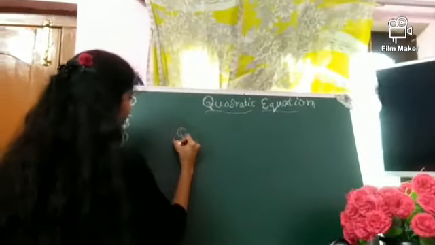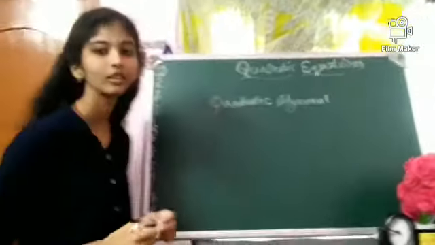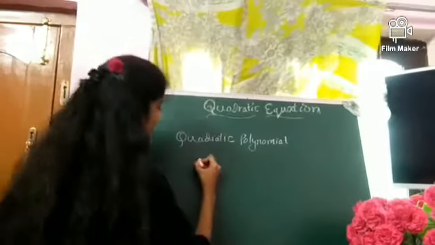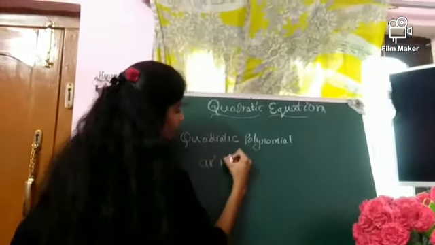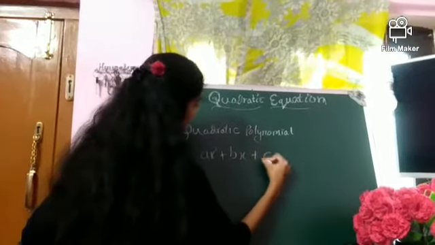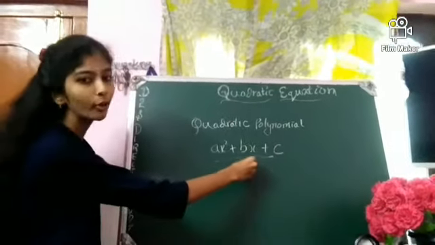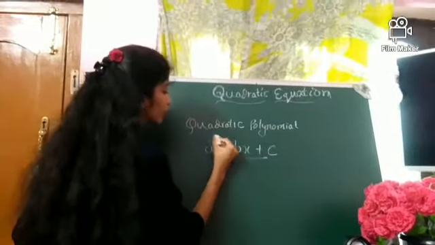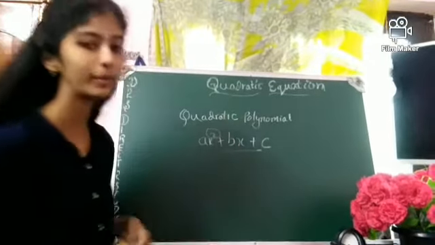So, today's topic is quadratic equation. Before moving to this chapter, we should see what a quadratic polynomial is. A polynomial with degree 2 is said to be a quadratic polynomial. For example, ax² + bx + c is a quadratic polynomial. Here, this 2 represents a quadratic polynomial.